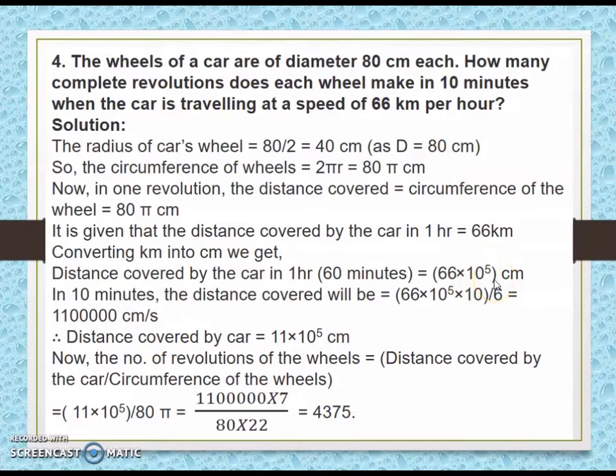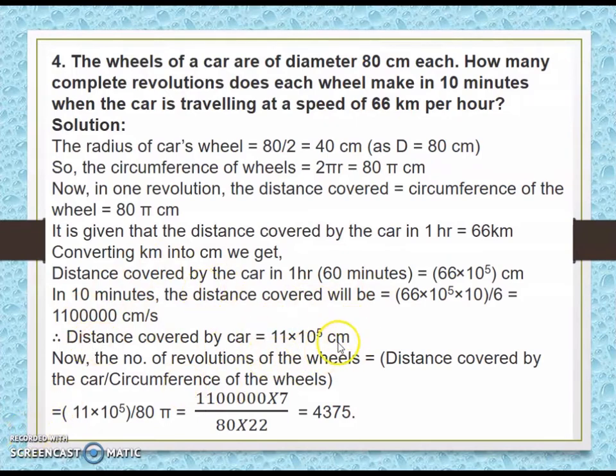This is what we get because 1 kilometer is 1000 meter and 1 meter is 100 centimeters. So together if we multiply, we will get it as 10 raised to the power of 5 centimeter. So in 60 minutes, the car has covered 66 into 10 raised to the power of 5 centimeters. But we need it for 10 minutes only. So for 10 minutes, we will divide this by 6. So in 10 minutes, the car has covered 11 into 10 raised to the power of 5 centimeter.